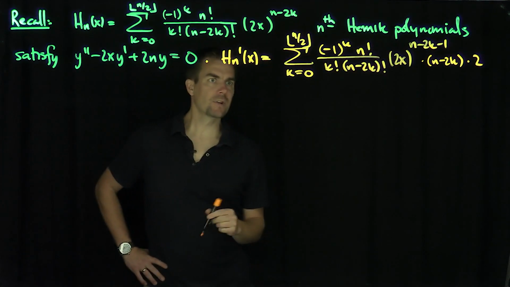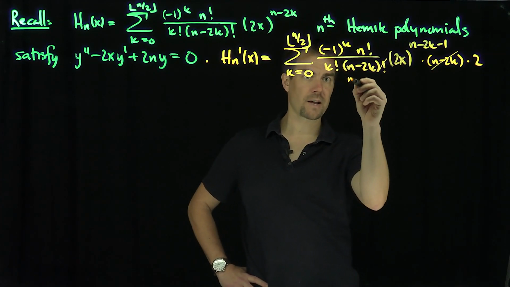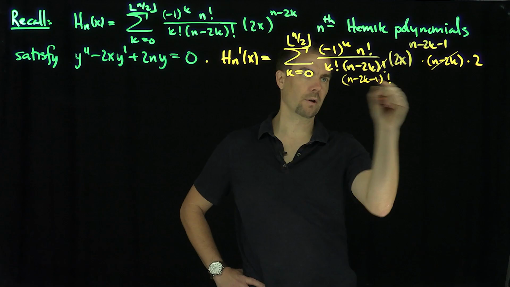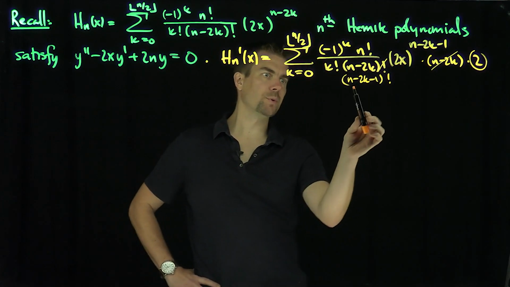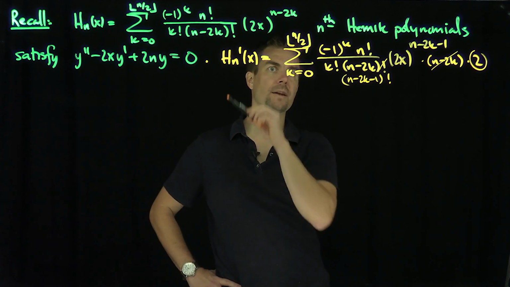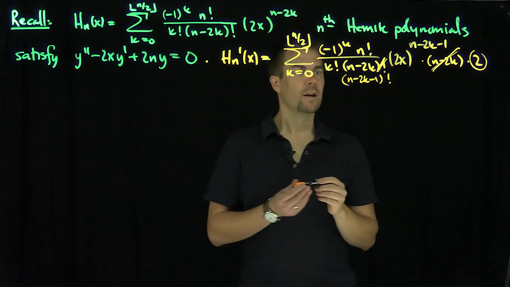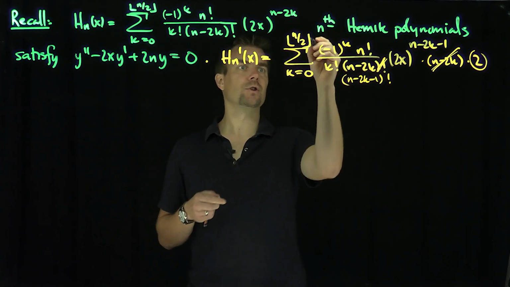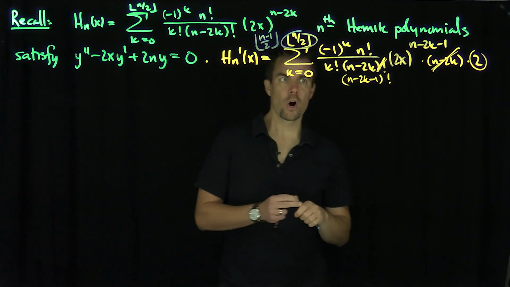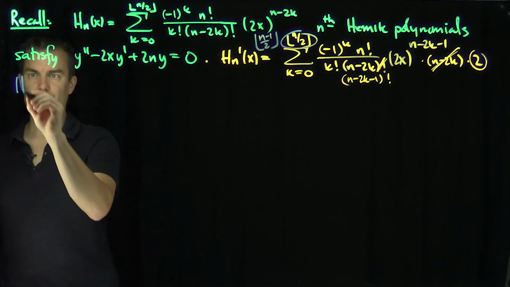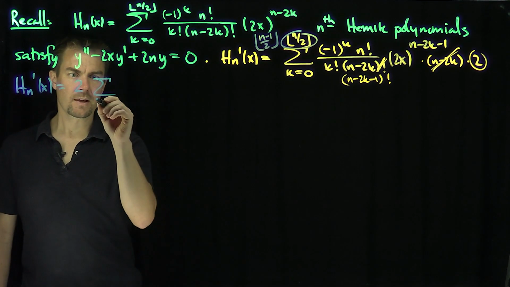Excellent. Now this term is going to cancel with this factorial and reduce it by 1, so it's going to be (n-2k-1)!. I'm going to pull that 2 outside of the whole sum, but now we see that n-1 has to be at least 2k. So when I perform this cancellation, this sum is going to turn into an n-1 over 2 floor. So that's important.